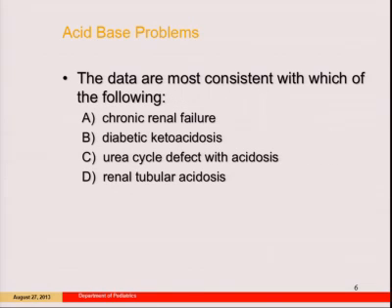If he has a normal anion gap and you assume that some of his growth failure is secondary to an acidosis, which of the following is the data most consistent with? Chronic renal failure, diabetic ketoacidosis, a urea cycle defect with acidosis, or renal tubular acidosis? I'm a nephrologist. I'm going to talk about renal tubular first, but you're correct.